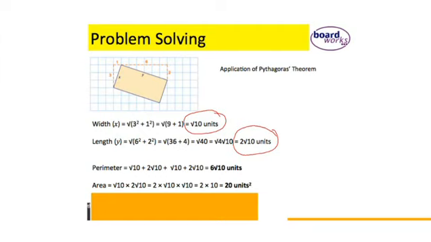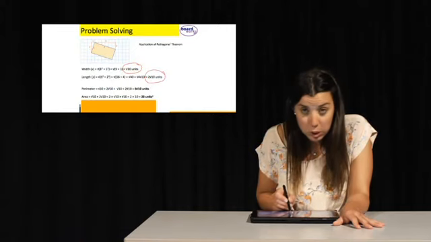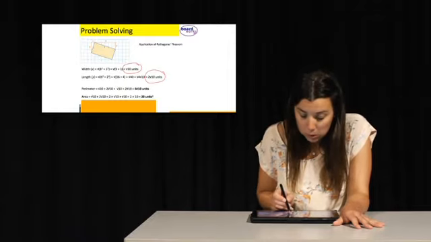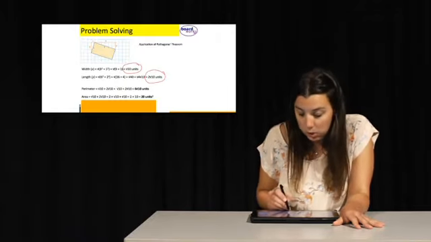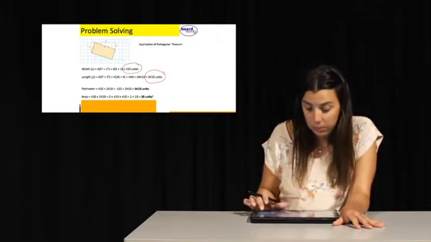So actually in our area, we don't have the square root sign anymore because it's simplified out. So we express our area as 20 units squared. So again, whatever the units might be, centimetre squared, metre squared, we know for area, it's always squared.